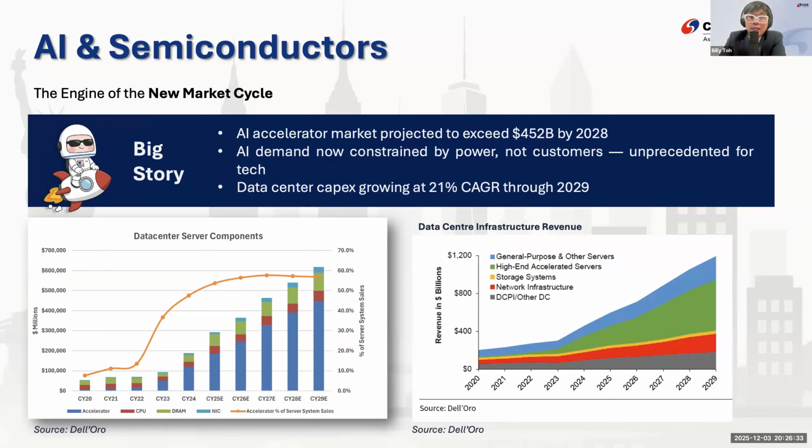And if you look at data center capex, it is expected to grow at over 20% annually until 2029. So this is the kind of sustained investment cycle that can support a multi-year upside for semiconductor infrastructure and networking. I'm just going to share some of the landscape within the industry as well.